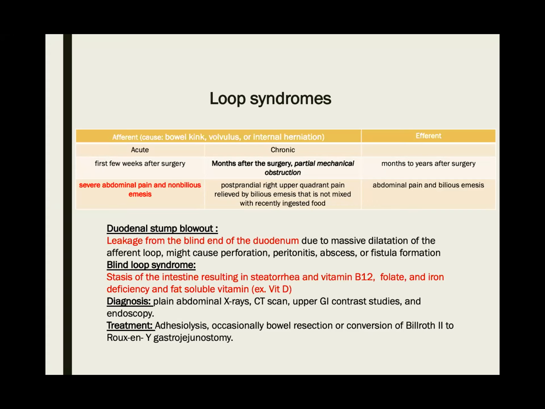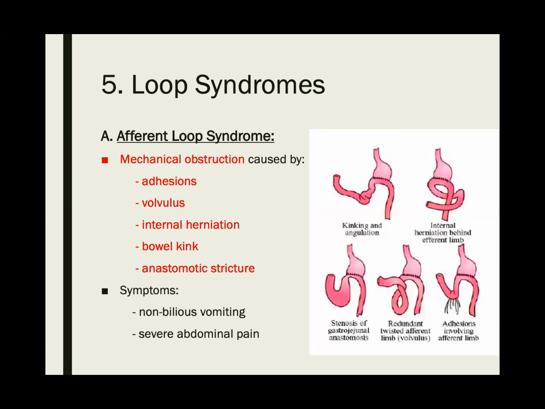So the acute is non-bilious. However, the chronic is going to be postprandial right upper quadrant pain, which is relieved by bilious vomiting that's not mixed with recently ingested food. So even with the afferent, we can have bilious vomiting, not only the efferent being the bilious emetic.